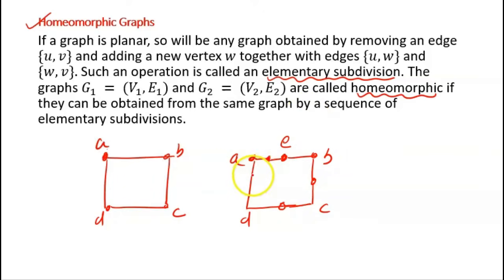So here I can place this vertex, and we are going to join the extra edges. This process is known as elementary subdivision. Clear or not? Another thing this result is saying is that if this graph is a planar graph, then this graph is also a planar graph. So basically the elementary subdivision is not disturbing the planarity of the graph.